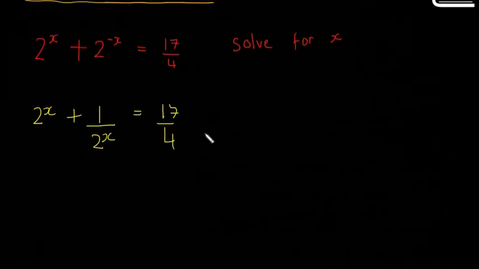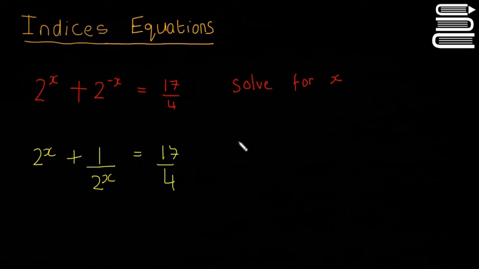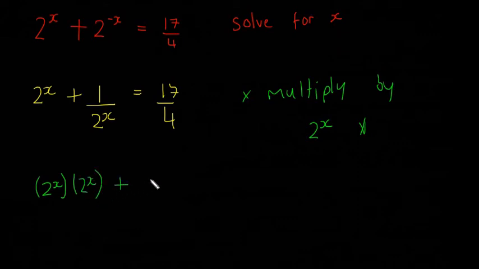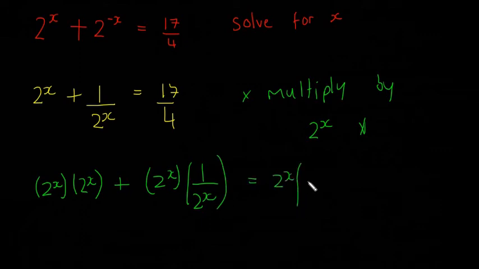Okay, next step is you want to get rid of this fraction here. So we're going to multiply everything by 2 to the power of x. So I'll write that. It's going to be 2 to the power of x multiplied by 2 to the power of x plus 2 to the power of x multiplied by 1 over 2 to the power of x, and that's equal to, again, 2 to the power of x multiplied by 17 over 4. Yeah, so 2 to the power of x by everything.